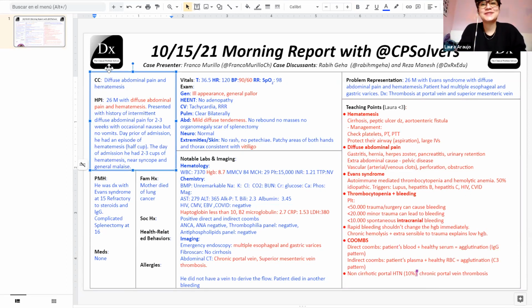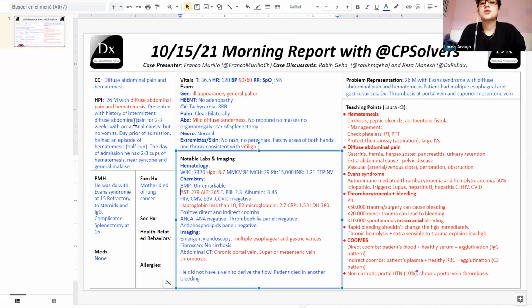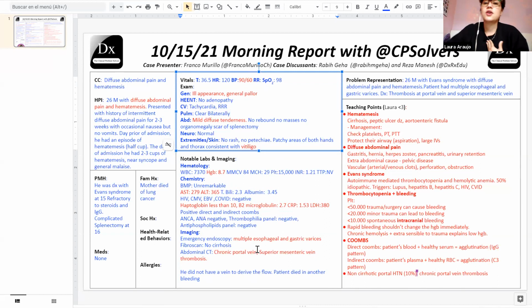Sad case, but fascinating. So for the teaching points, we started with hematemesis, and we thought about the causes, which could be cirrhosis, peptic ulcer disease, aortoenteric fistula. And Reza told us about the management. We should check the platelets, PT, PTT, and protect their airway because of the risk of aspiration, and also place large IVs. And for the diffuse abdominal pain, we thought about gastritis, hernia, herpes zoster, pancreatitis, urinary retention, and extra-abdominal causes such as pelvic disease. Also vascular, arterial or venous clots, perforation or obstruction. And he had that Evans syndrome diagnosed.